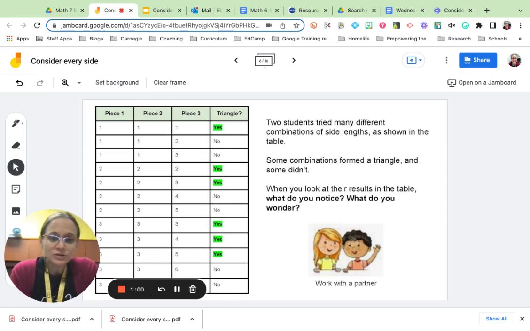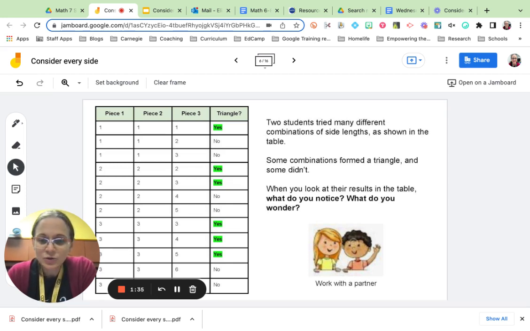So with a partner, your job is to carefully look at this table. As you look at the table, see what patterns you can find and see if you can figure out, is there a way to predict whether a set of side lengths will make a triangle? Ask yourself that question. Is there a way to see, but without even trying, whether 3 side lengths will make a triangle? Talk with your partner, and also just think as you look at the table, what do you notice? What do you wonder?